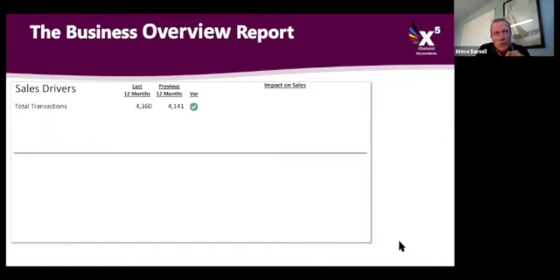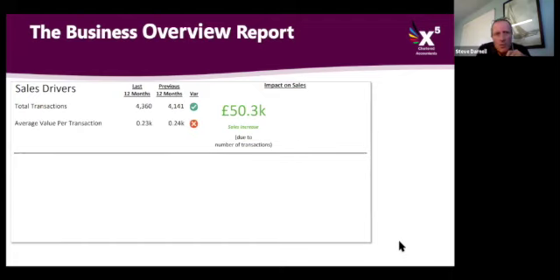So one of the reports that X5 deliver is the business overview report. The first thing it does is look at the sales, and it breaks down the sales and looks at the number of transactions. So here's a business that's enjoyed, just counting number of transactions, 4,360 transactions in the last 12 months. That's an increase on the previous 12 months, hence the green tick. So the impact of the increase in transactions had a positive impact on turnover to the tune of 50.3K, all other things being equal, so just taking averages.